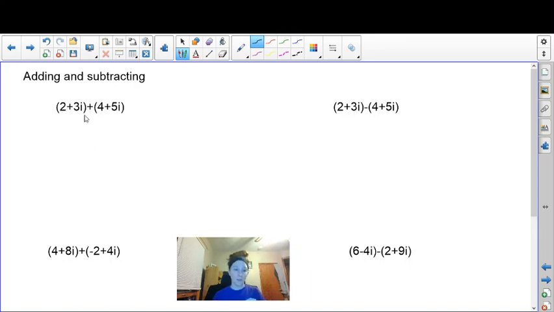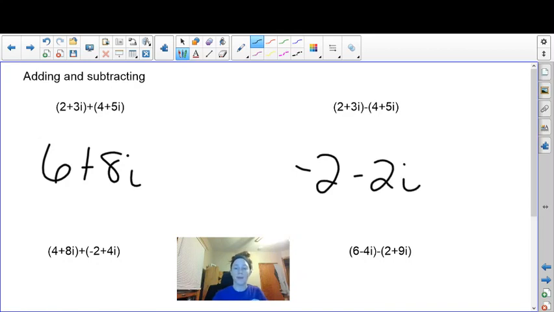So I have 2 plus 4. 2 plus 4 is going to give me 6. And I have 3i plus 5i, and 3 plus 5 gives me 8. I have 2 minus 4, which gives me -2. And I have 3 minus 5, which gives me a -2 as well. And again, that i comes with it.